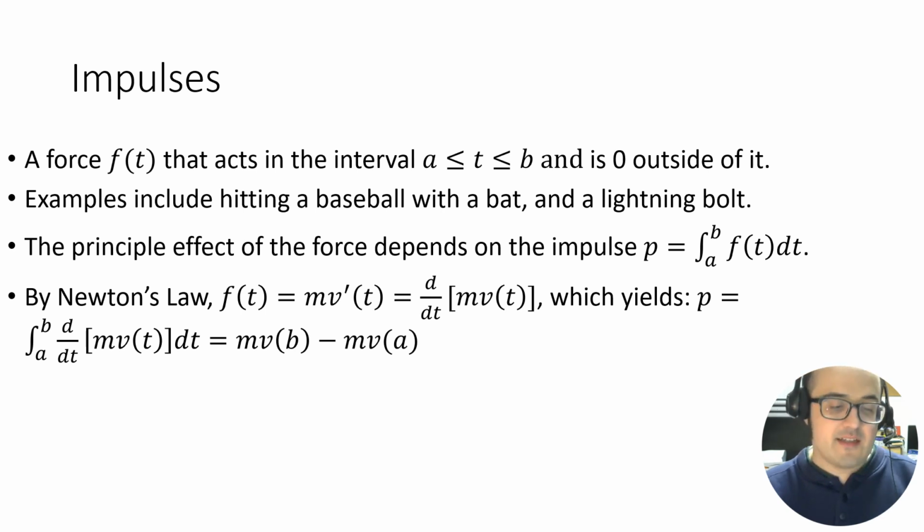The principal effect of the force depends on the impulse p being equal to the integral from a to b of f of t dt. By Newton's law, f of t is equal to m times v prime of t, the first derivative with respect to t of m times v of t, which yields p equal to the integral from a to b of that derivative dt, which will just give us m times v of b minus m times v of a.